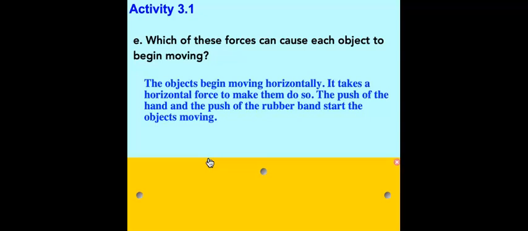So again, ask questions if you have them. Make sure everything's done correctly. You have good spelling. You have capital letters. You have punctuation. That way you can get credit for Activity 3.1.